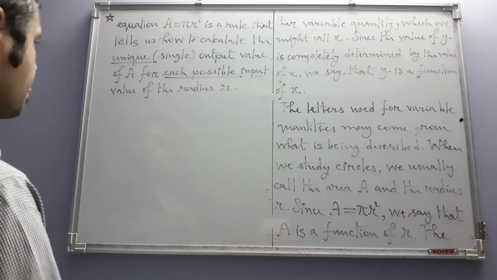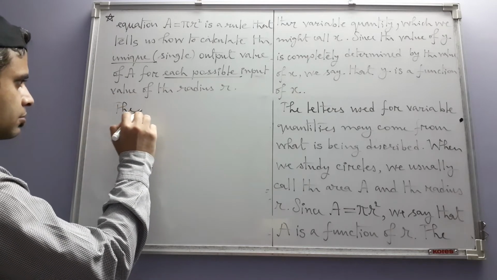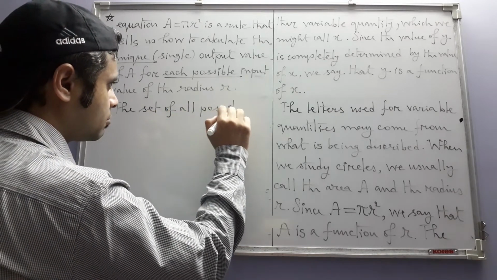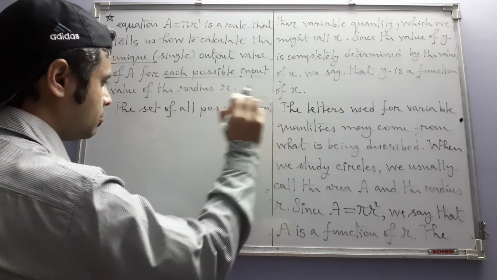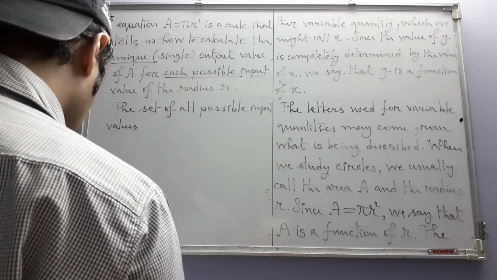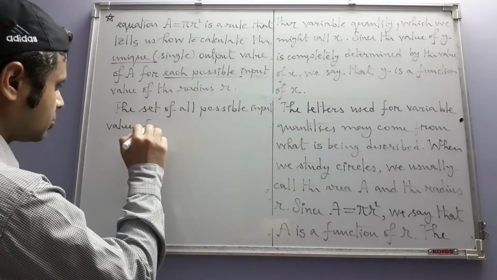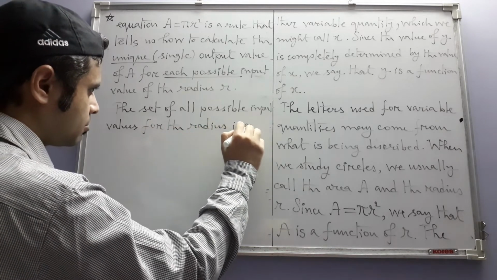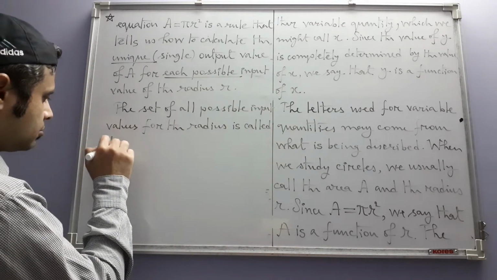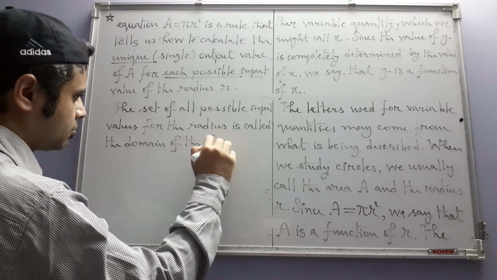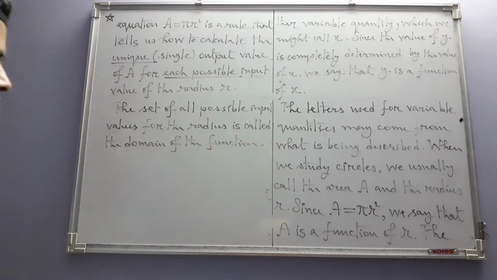It will become clear. The set of all possible input values of the independent variable, of course, input values for the radius, is called the domain of the function. Possible input values.